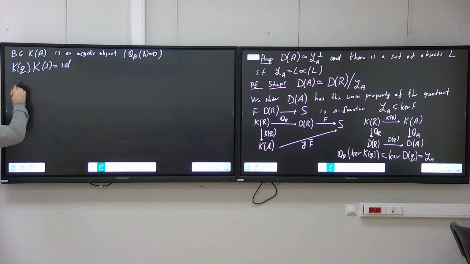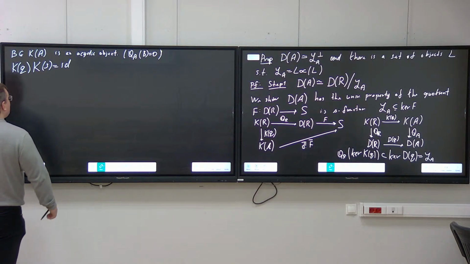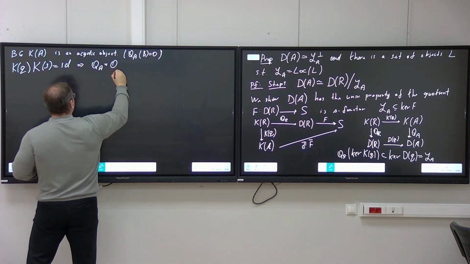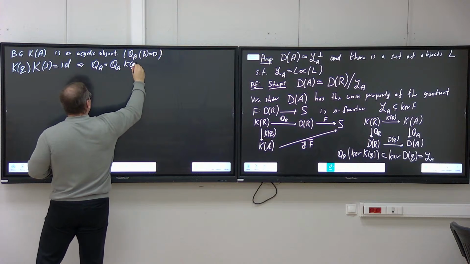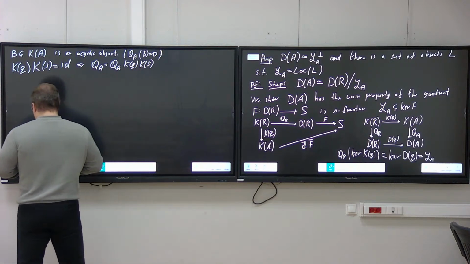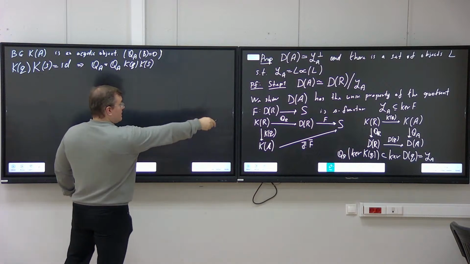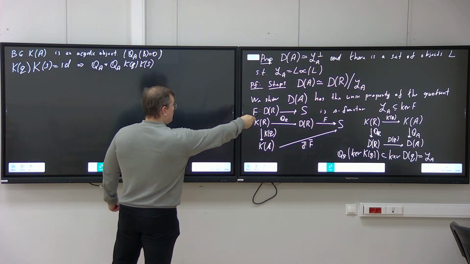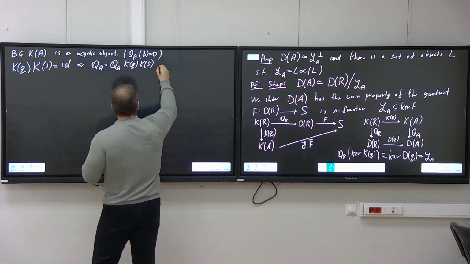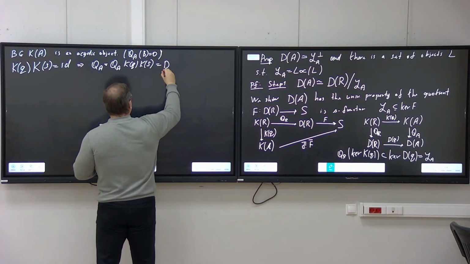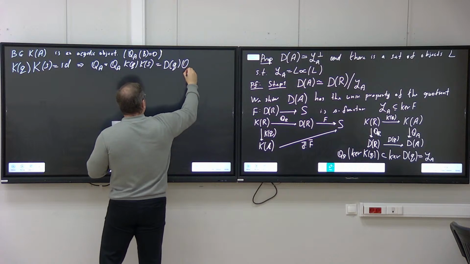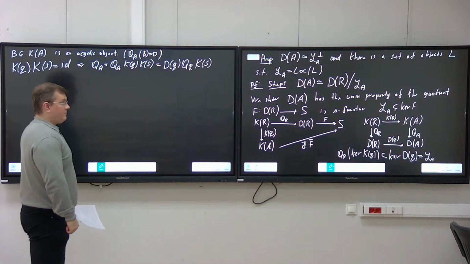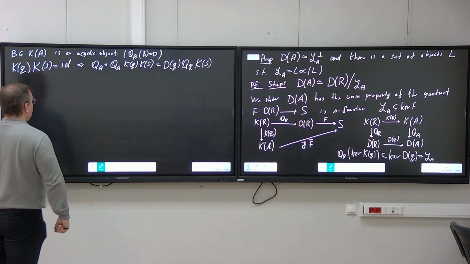So then I take this identity and take a composition with the Q_A. So then Q_A is equal to Q_A, K of Q, K of S. And using that commutative square, instead of the composition of the K of Q and Q_A, I can write this as follows. So this will be the D of Q, Q sub R, K of S, right? Using commutativity of that.